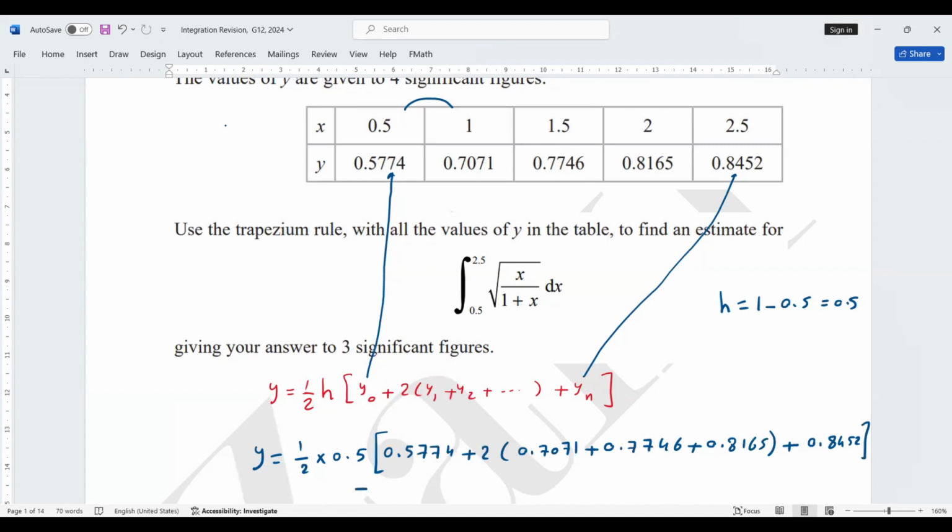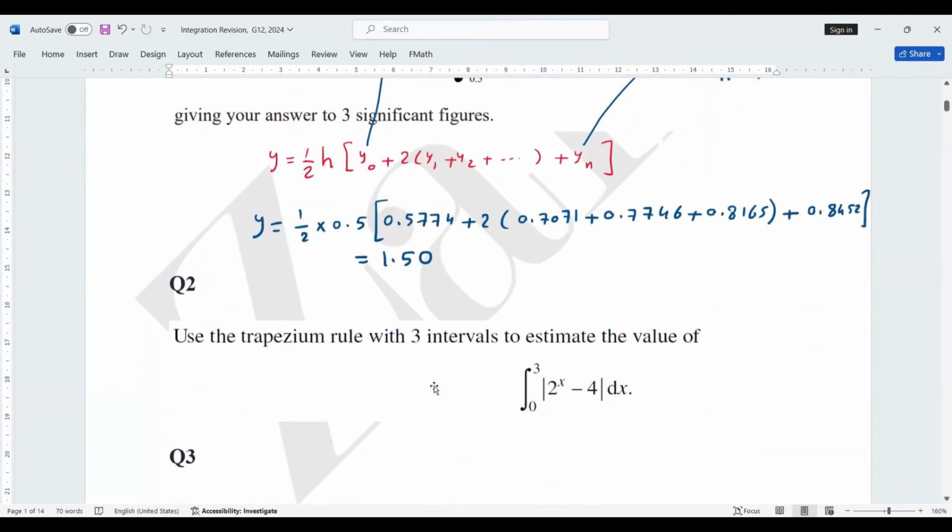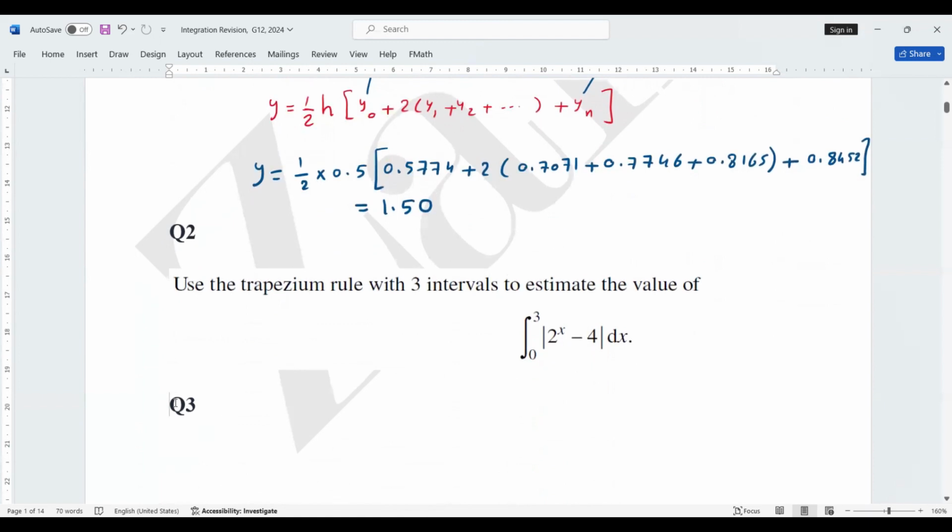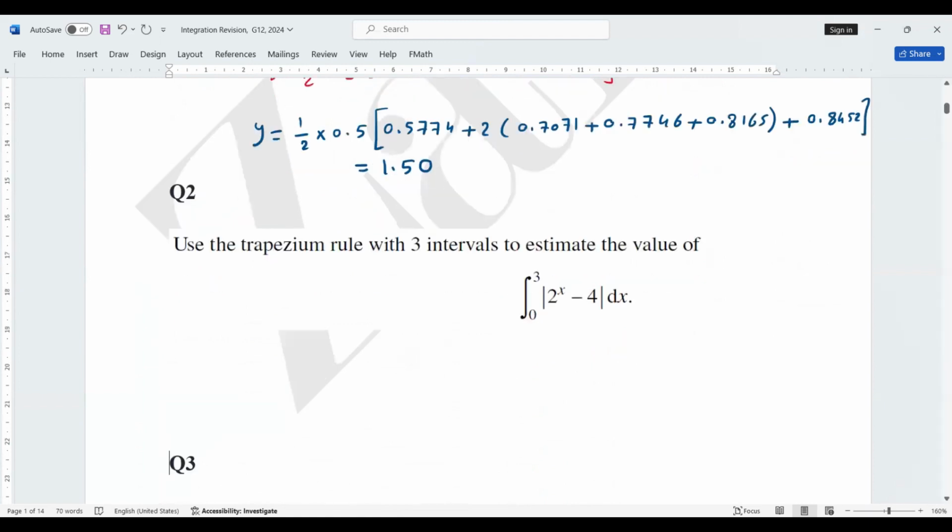When you use the calculator, the answer is approximately 1.50. So this question is about the trapezium rule. Now, try to solve question number 2. Use trapezium rule with 3 intervals. 3 intervals means n equals 3. The limit is from 0 to 3. So a equals 0 and b equals 3.